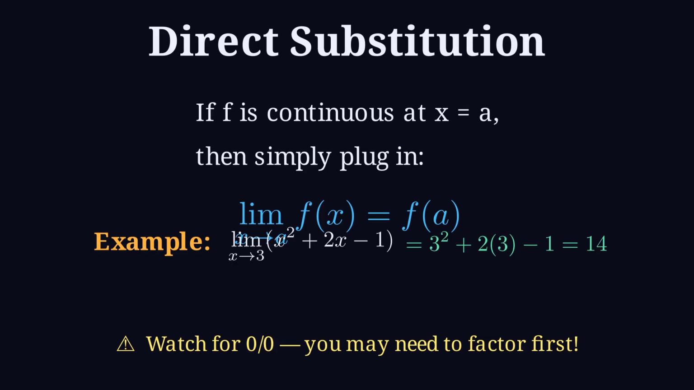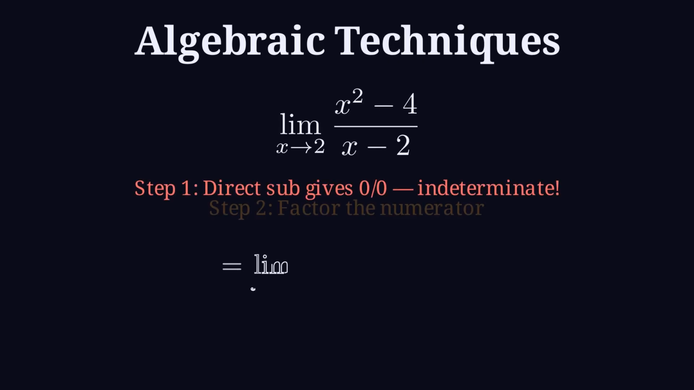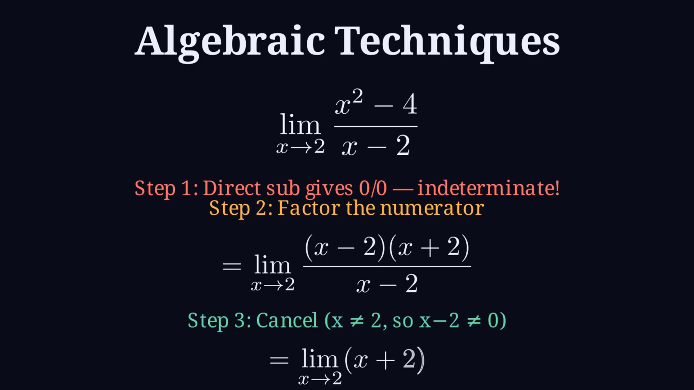The simplest technique for evaluating limits is direct substitution. If a function is continuous at x equals a, then the limit as x approaches a is simply f of a. You just plug in. For example, the limit of x squared plus 2x minus 1 as x approaches 3 equals 3 squared plus 2 times 3 minus 1, which equals 9 plus 6 minus 1, which equals 14.